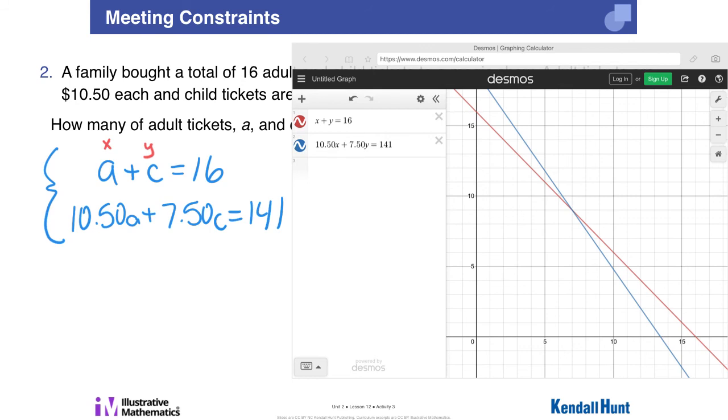And when we're looking on our graph, this point where they cross right there is our solution. So that means that A is 7 and C is 9. So that means 7 adult tickets and 9 children tickets is what they bought to have a total of 16 tickets and spend a total of $141. These make both equations true.